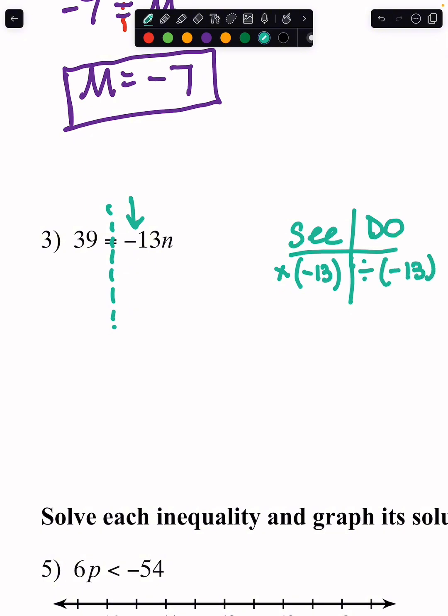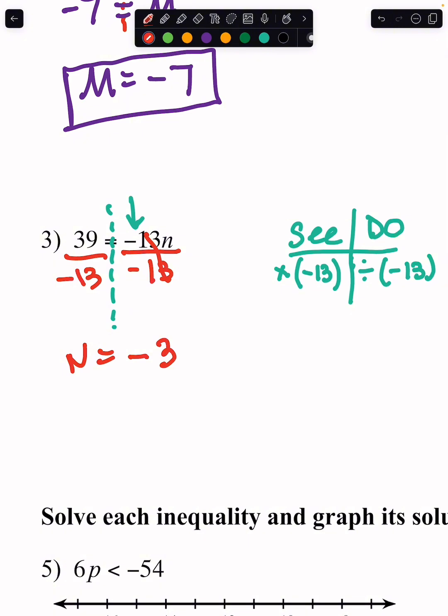So let's do that. Divide by negative 13 on both sides. Well, there's a positive 39 and a negative 13. Those signs are different, so my answer is going to be negative. Now 39 divided by 13 happens to be 3.